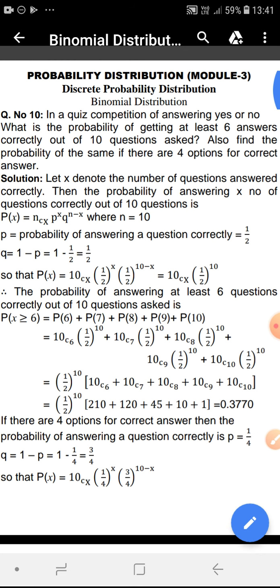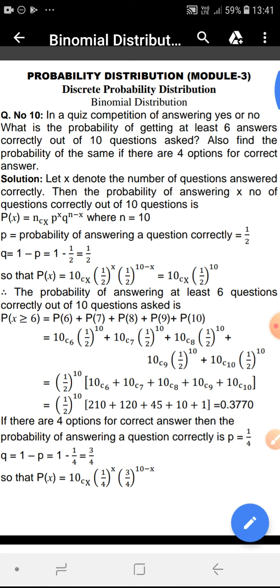What is the probability that at least 6 questions are answered correctly out of 10 questions? At least 6 questions means it can be 6 questions or more than 6 questions. So the number of questions answered correctly, that is x, can be 6 or more than 6, like 7, 8, 9, or all the 10 questions. So at least 6 questions correctly means x should be greater than or equal to 6.